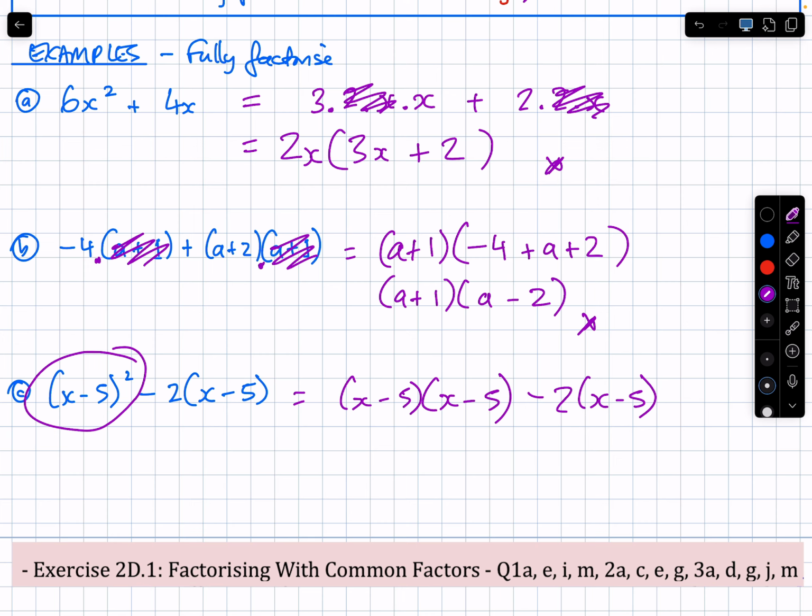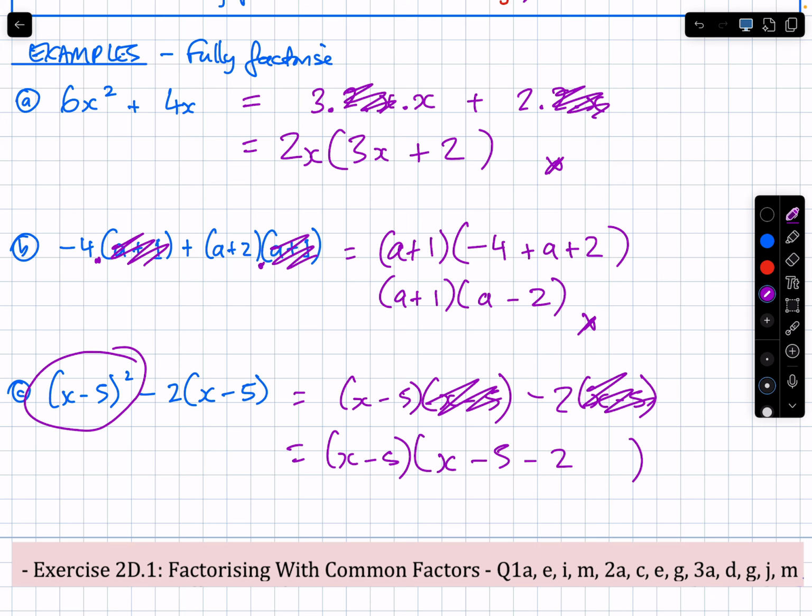X take 5. And where does that common thing go? You tell me. Out the front. So x take 5 goes out the front of an empty set of brackets. I've only gotten rid of one of these x take 5s. I got rid of this one. So what's left over from the scribbled out part? Good. So keep it in the same order. You don't rearrange it. Leave it the same order. X take 5 take 2.